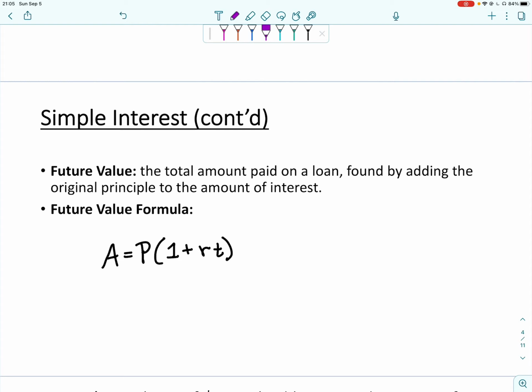So A stands for future value. How much am I going to have in the future? P is principal. How much am I depositing or borrowing? R is the interest rate. And T is the time in years that we are depositing or borrowing that money for.